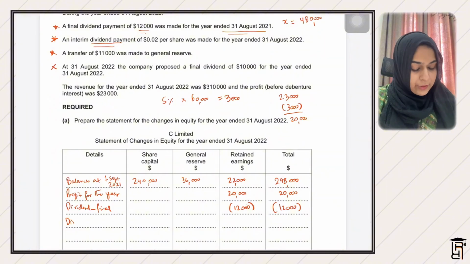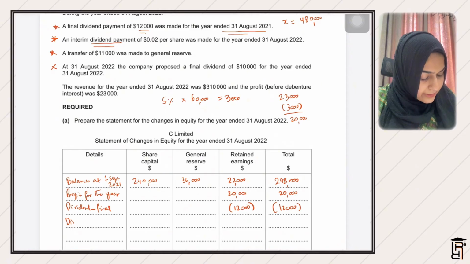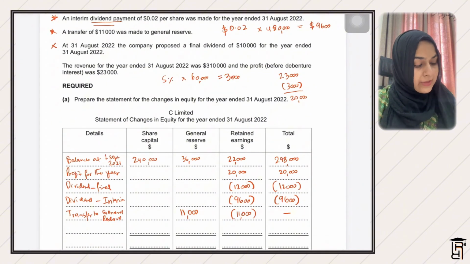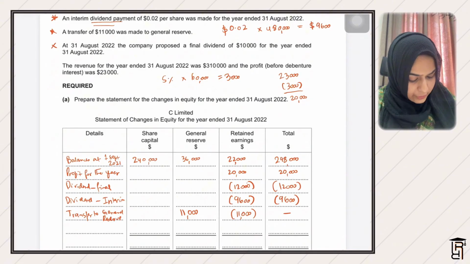Then there is a transfer to general reserve. So I write here transfer to general reserve. I need to subtract this from retained earnings. Basically it's subtracted from the profits and then another reserve is created. So I'll add it to general reserve. I'll write here 11,000 and the row total will obviously be 0. So negative 11,000 plus 11,000 will give you a 0 value. Then you have balances at end, which you'll write here.